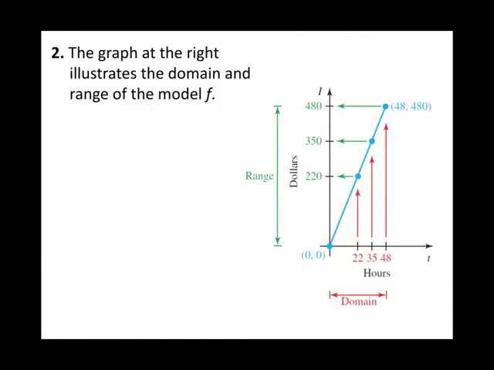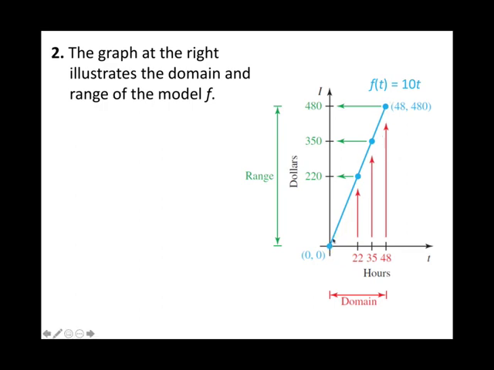The graph at the right isolates the domain and the range of the model f. So you could look at this picture. The blue line here is the linear equation, function of t equal to 10t. And then we just pick some hours in here. When t equals 22, you plug in here, you're gonna get 220. When t equals 35, you plug in here, you're gonna get 350. And since they work 8 hours a day, 6 days a week, we do have 48 hours in total. Okay, so they're gonna start from here.